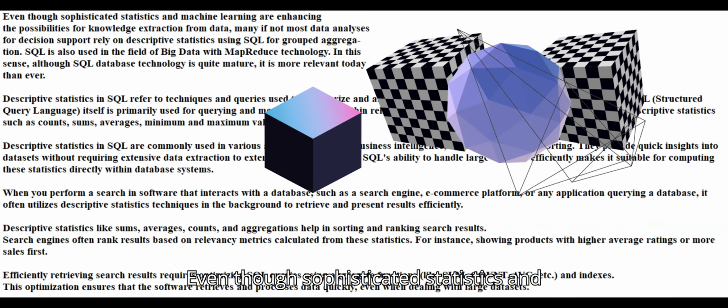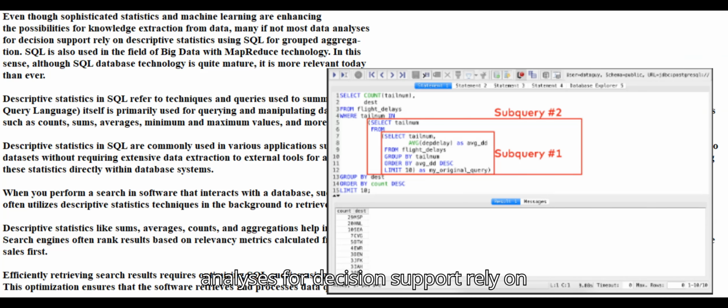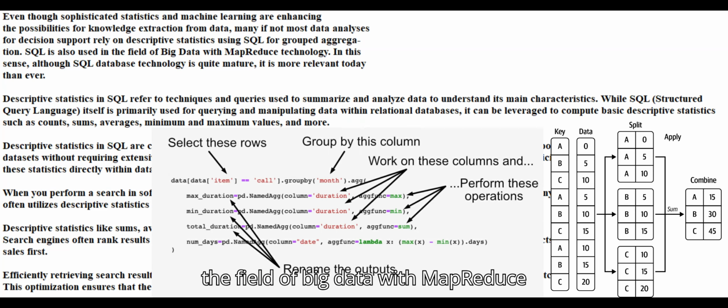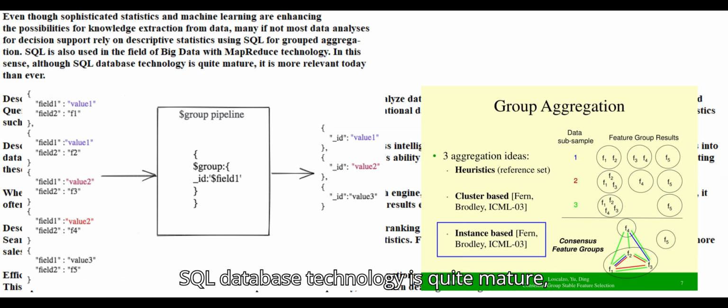Even though sophisticated statistics and machine learning are enhancing the possibilities for knowledge extraction from data, many if not most data analyses for decision support rely on descriptive statistics using SQL for grouped aggregation. SQL is also used in the field of big data with MapReduce technology. In this sense, although SQL database technology is quite mature, it is more relevant today than ever.